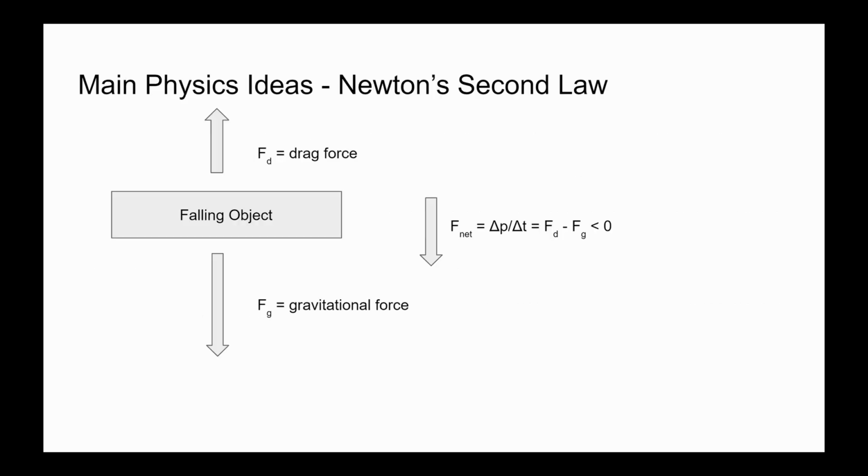The main physics ideas: the first one is Newton's second law, in which case we're going to be talking about the net force, which we can define as the change in momentum over the change in time. In this case specifically we're talking about the drag and gravitational forces, where the net force is going to be negative because the gravitational force is greater than the drag force. That is until we reach terminal velocity, but we'll talk about that later.